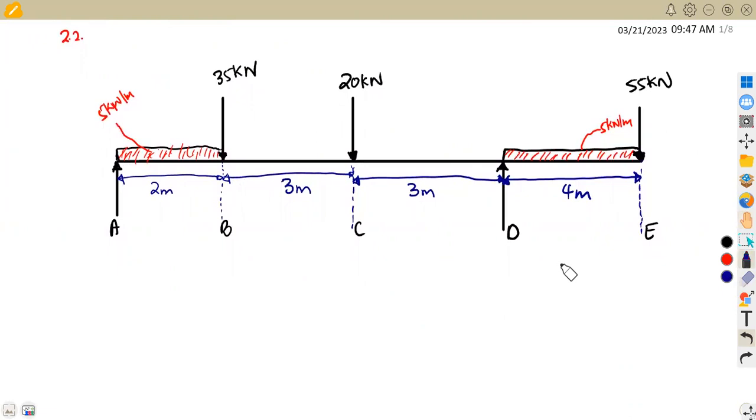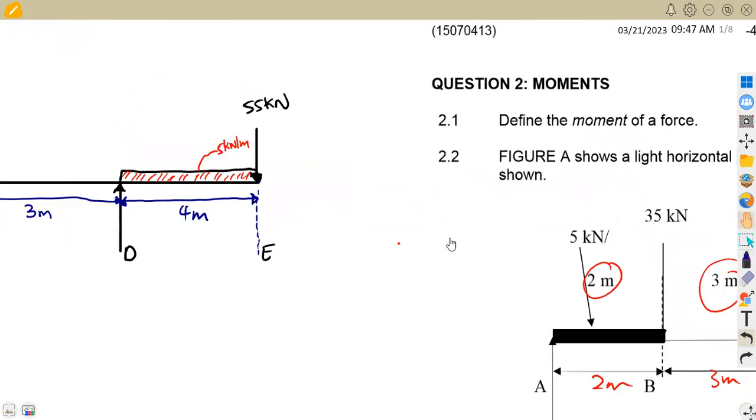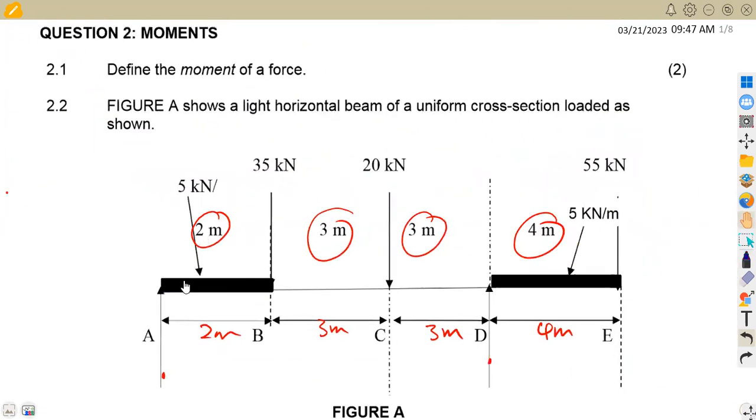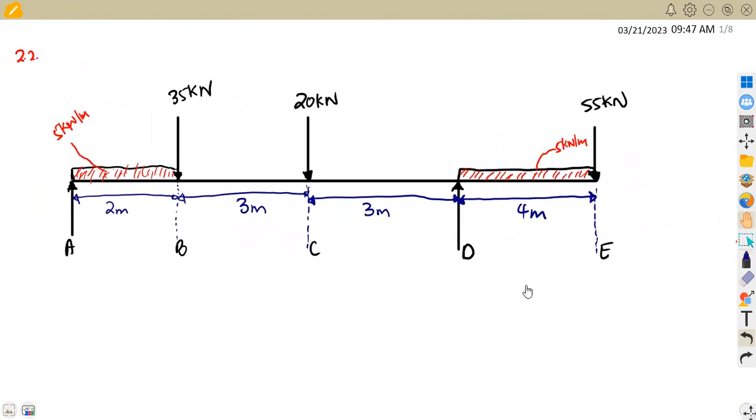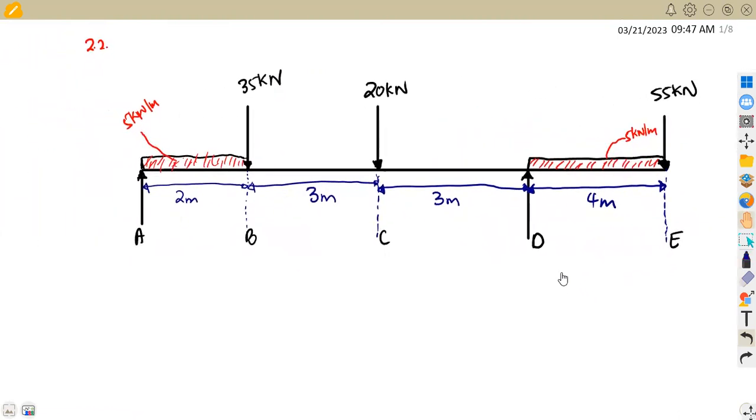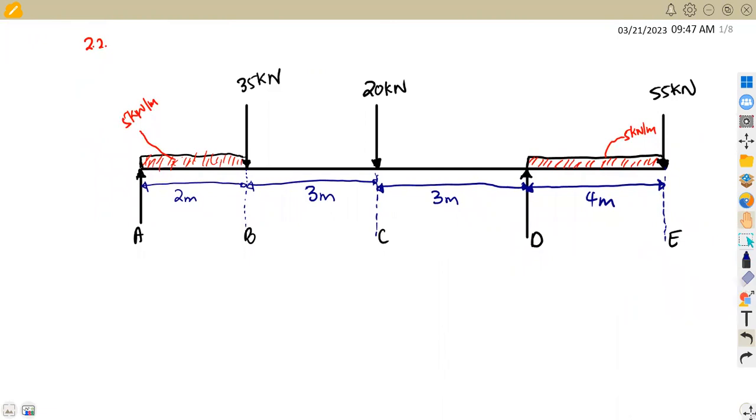We are asked to calculate the reactions of the supports at A and at D. Take note, we've got a distributed load of 5 kilonewton per meter and another of 5 kilonewton per meter at the end, as in our diagram here. This is important when you are calculating the reactions.